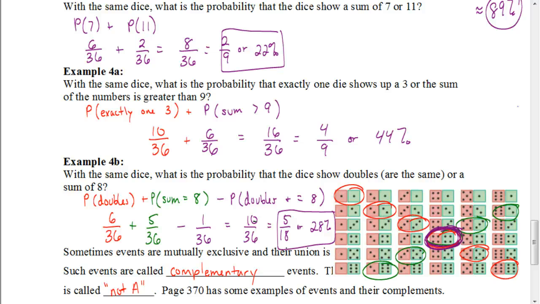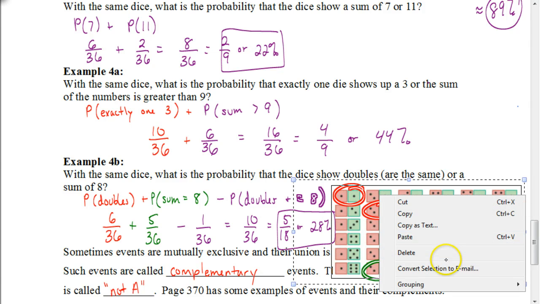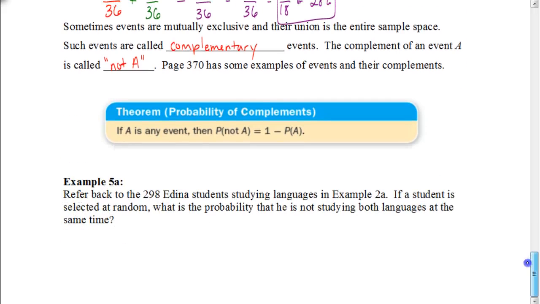Now, there's one more thing that we need to talk about. Sometimes events are mutually exclusive, and their union is the entire sample space. Such events are called complementary events. The complement of an event A is called not A. On page 370, if you want to look in your book, there are some examples of events and their complements. But first, the theorem for the probability of complements is that if A is an event, then the probability of not A is 1 minus the probability of event A happening.